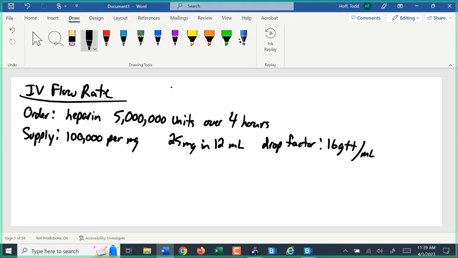So I want to start off today. I'm going to have you guys in your notes try to calculate for me how many drops per minute that would come out to be. I'll give you about 1 minute and then we will go over that.